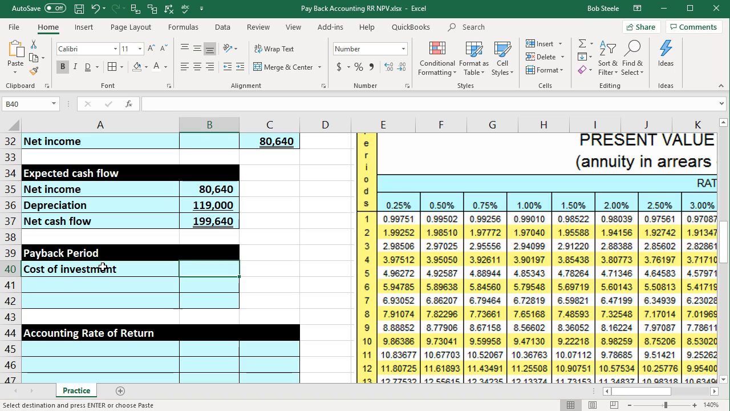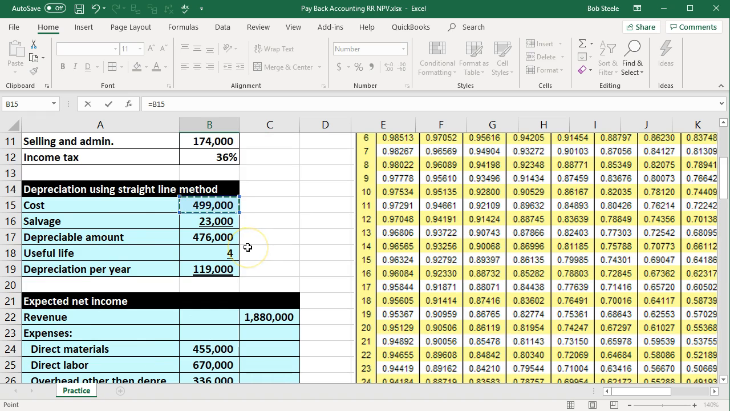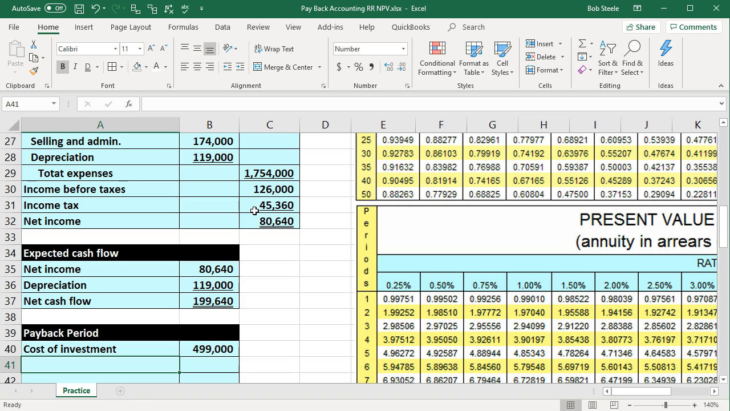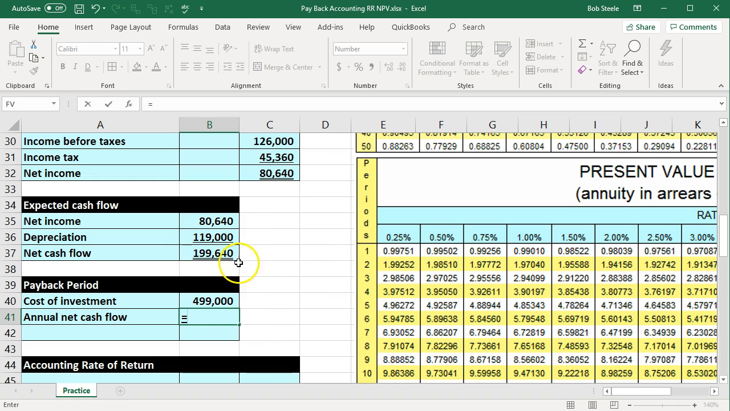That's going to be the cost of the investment, and we're going to say that that is equal to, in our case, the $499,000. We can pick it up here, or we can pick it up top from our data. Probably better to pick it up from the data, but there we have that. And then the next item is going to be the annual cash flows, which we just calculated up top here. So there's our cash flows.